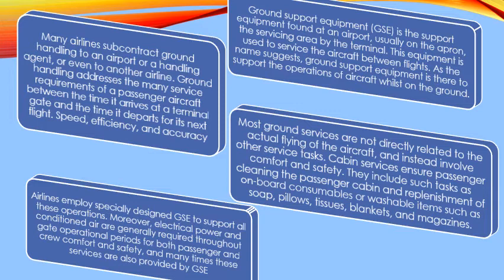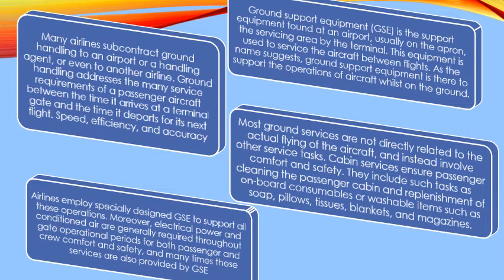It may include cabin service, providing customer comfort and safety. Cleaning of the passenger cabin, they take care of that. Onboard consumable and washable items, they take care of that. Soap, pillow, tissue, blanket and magazines, everything is provided by ground support services. And airlines employ specially designed GSE, that is ground support equipment, to support all the operations.